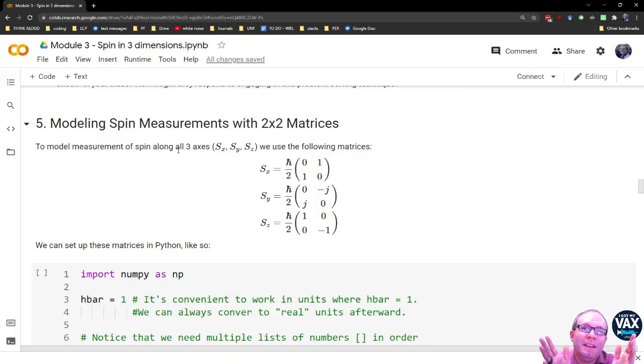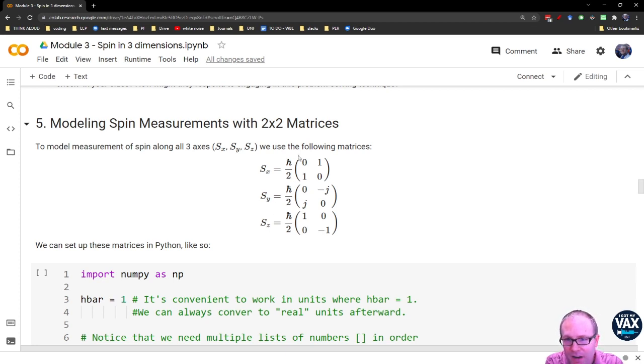Now that we've got the states in the x, y, and z directions, it's time to start talking about the measurements in the x, y, and z directions, because spin is a vector. It has three components, x, y, and z. But spin now is an operator. It's now a matrix. So we need three matrices to represent spin: a matrix for the x direction, a matrix for the y direction, and a matrix for the z direction. And it turns out these combinations will work.